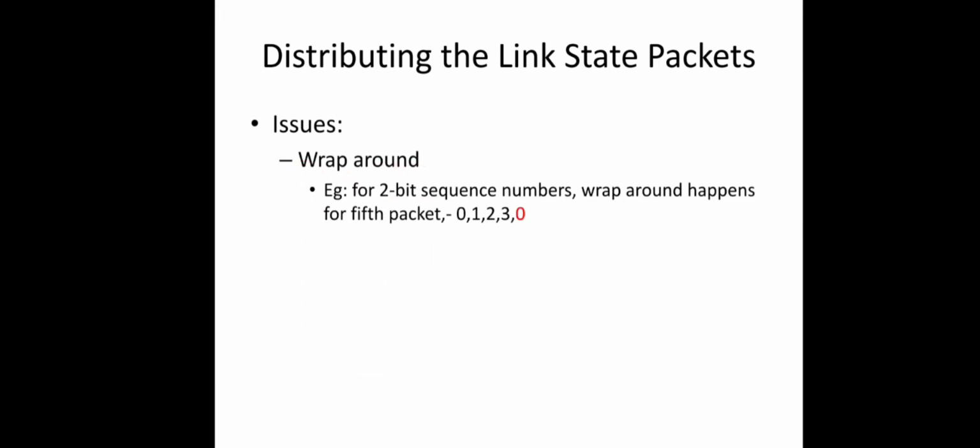Just for example, suppose we are using a 2-bit sequence number. What happens? The maximum number of packets that can be numbered uniquely is 4 packets, right? We are using a 2-bit number. 0, 1, 2, 3 are the first 4 packets. Then the 5th packet will again carry 0 as a sequence number. So what happens when a new router receives this information? It already received a packet with sequence number 3 and now it receives a packet with sequence number 0. It will assume that the packet is obsolete, and it will be discarded.